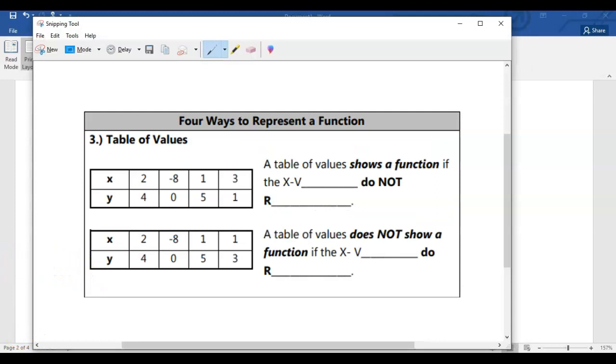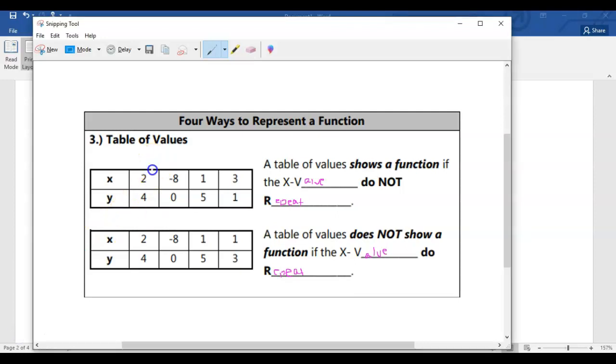The third way that I could represent a function is by using a table. A table shows a function if the X value does not repeat. Okay, that's how we know that it is a function. On the contrary, if we notice that the X value does repeat, then we know it is not a function. So a table where the X values do repeat is not a function.